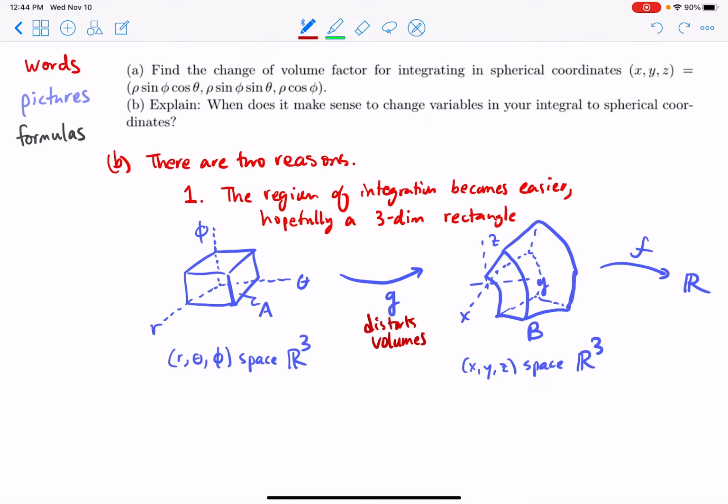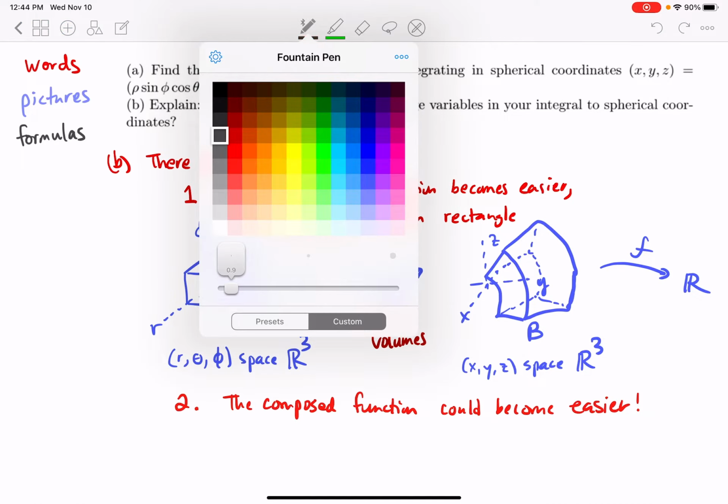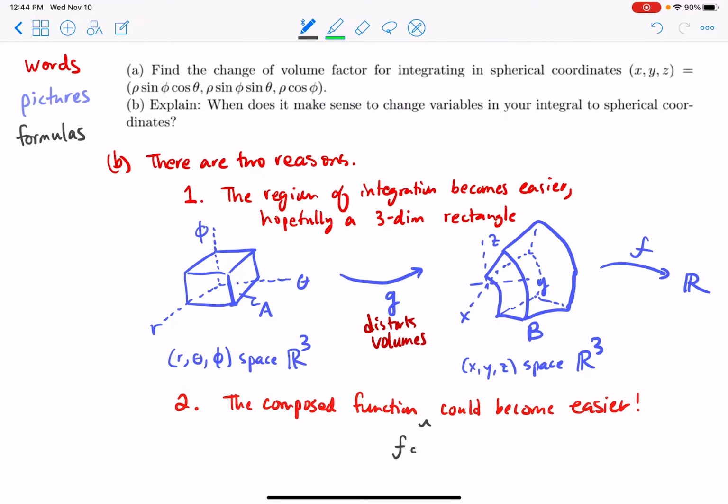Okay, so what's the second reason? Reason number 2. So first, the region could become easier, but then also the composed function could become easier. That's the second reason, namely this function, f after g. So let's even put a formula. What is that composed function? Well, f after g. First you do g, then you do f. And that gives a function sending r theta phi to some number.